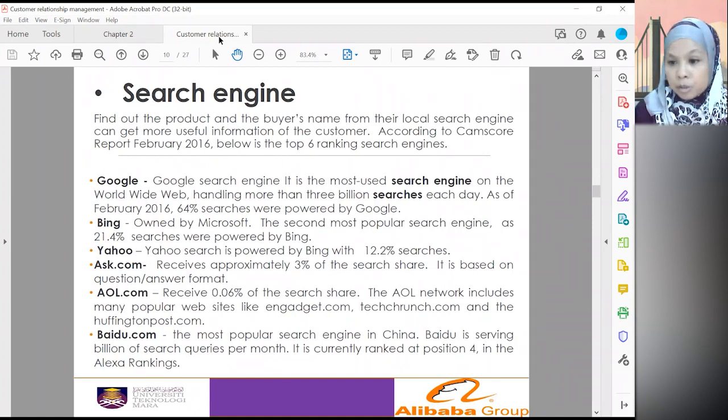Of course, you can search via Google or any other search engine to find out more about those companies.